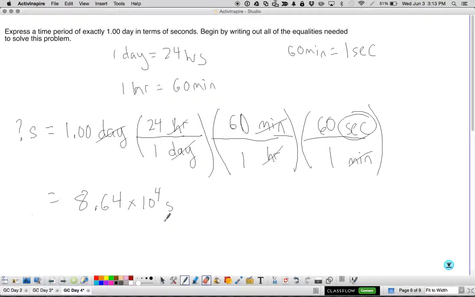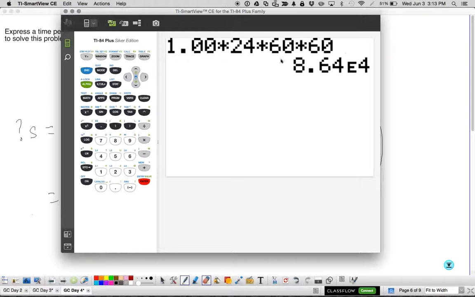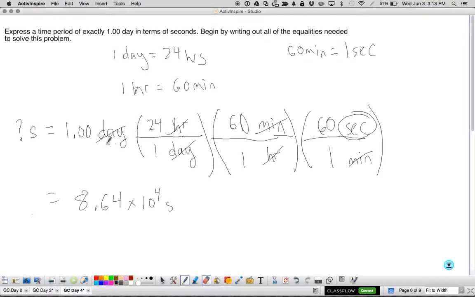Now even if my calculator hadn't spit out the correct number of significant figures, I would know that there are 3 significant figures in this, 1.00 days. These are trailing zeros, so they're significant. So I have 3 significant figures here. These are all definitions, which means that these all have infinite numbers of significant figures, which means that my least number of significant figures is the 3, so I should end up with 3 significant figures in my answer.